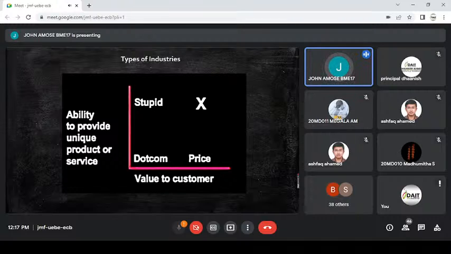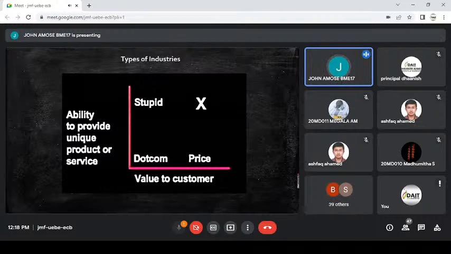A particular product can be of good value to the customer if the value is high, I mean, on the x-axis. If it is higher, it means the value is high. If it is towards zero, it means the value is low to the customer. On the y-axis, you have the ability to provide a unique product or service.